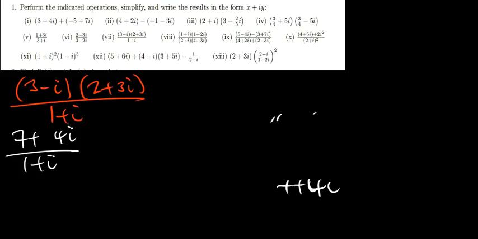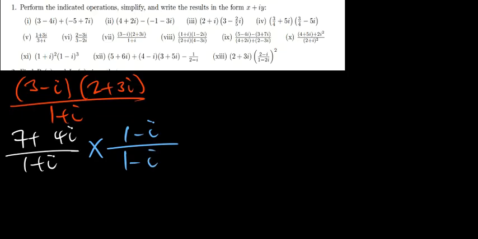Now at this point I can conjugate. What I'm going to do is I'll multiply by 1 minus i divided by, here now is going to be again 1 minus i. So I'll start: 7 times 1 is 7. 7 times negative i is negative 7i. 4i times 1 is plus 4i. Then 4i times negative i is negative 4i squared.